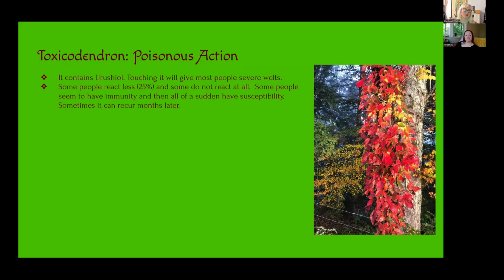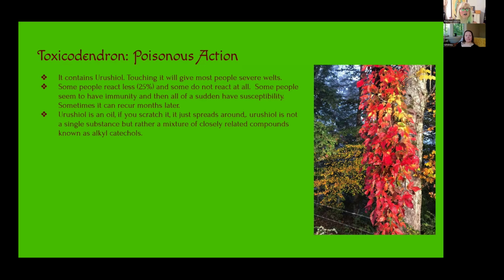But just because you don't react for a period of time doesn't mean you can't have susceptibility later. And even if you get poison ivy or poison oak, you can have a reaction and it can go away and then recur months later. Weird. Yes, it is.